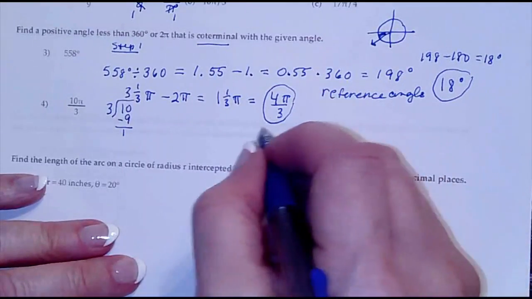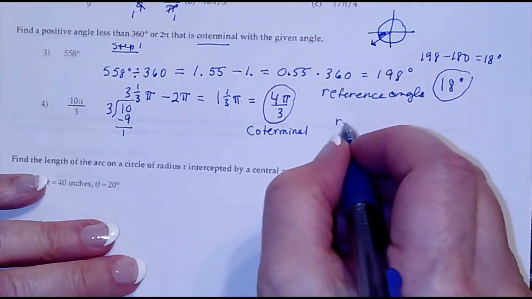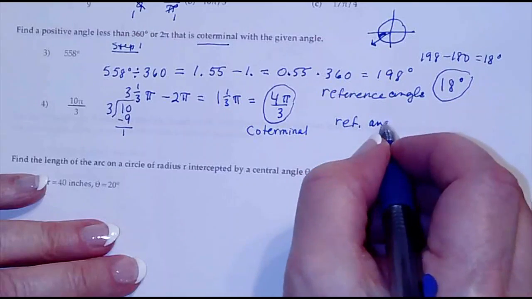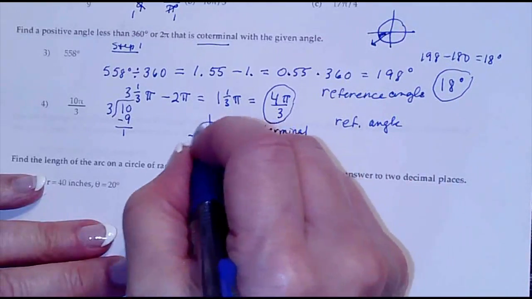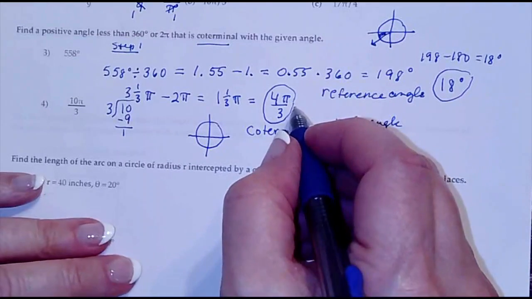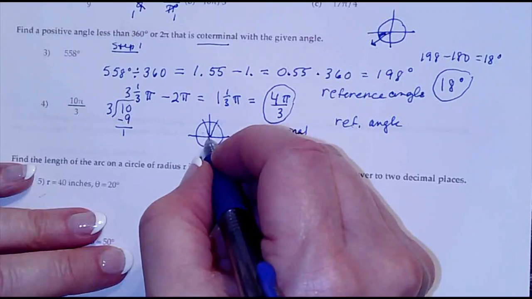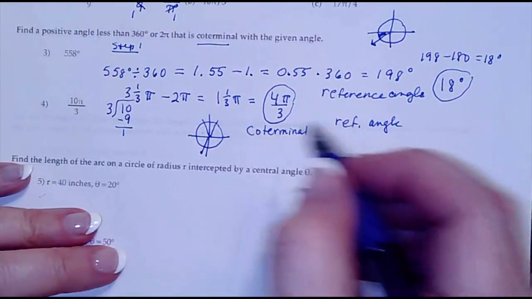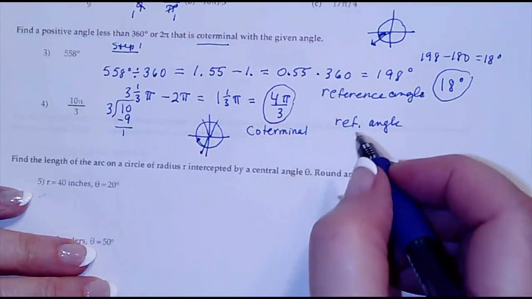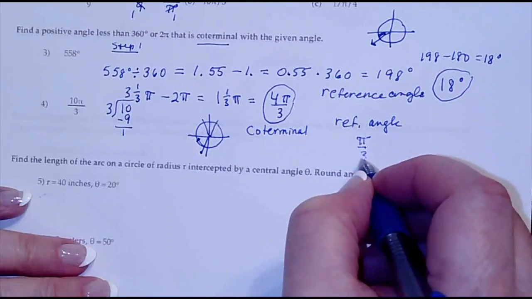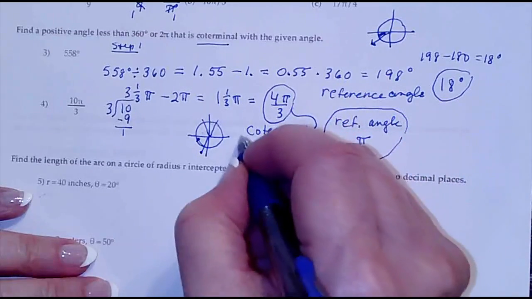But now let's find the reference. So this is coterminal. And now we're looking for the reference angle. So the reference angle on this one, we're going to have to put it on a unit circle again. So 4 pi over 3. This would be 1 pi over 3, 2 pi over 3, 3 pi over 3, 4 pi over 3 would be right here. So what would bring us back to the x-axis? Well, we can see that that's going to be pi over 3. So reference angle, coterminal.